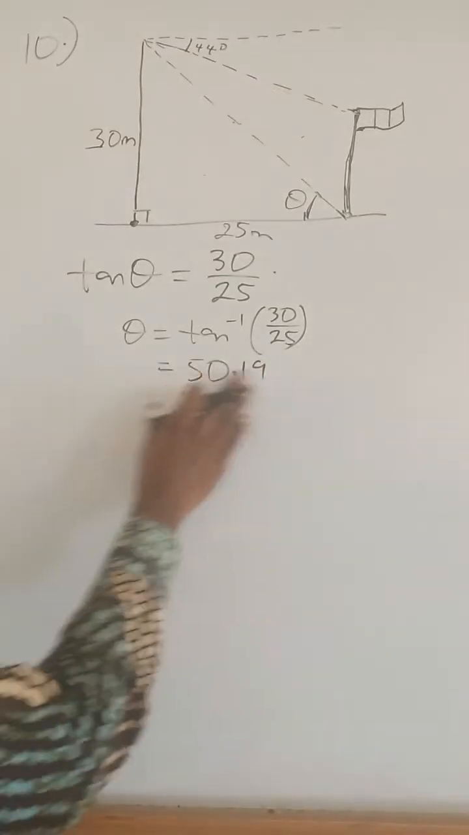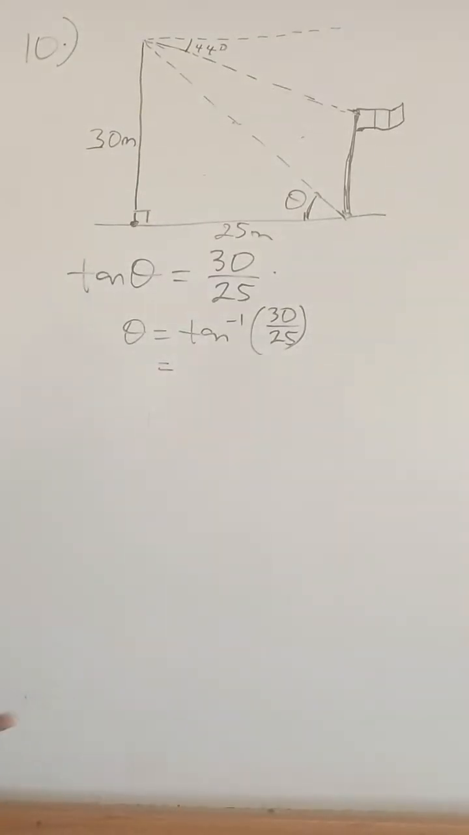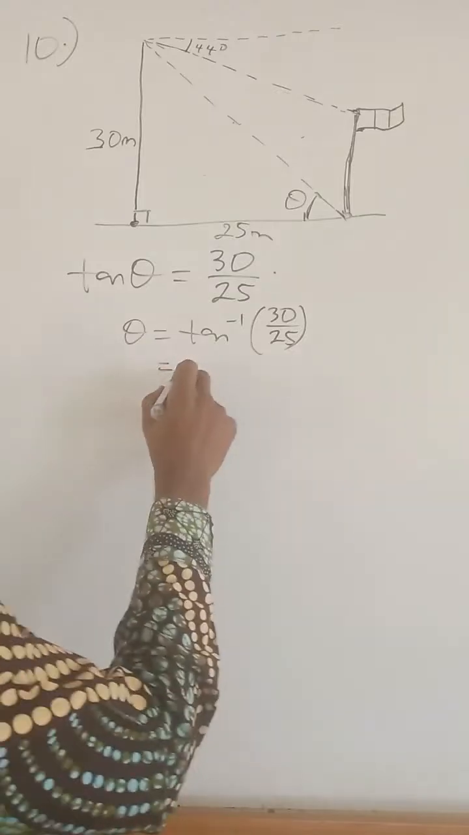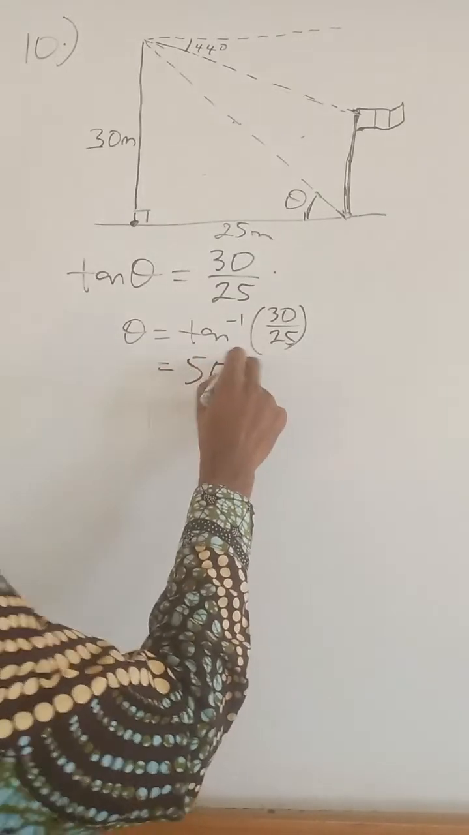Now we could just go straight to rounding up to the nearest whole number. And the nearest whole number, you have 50 degrees.